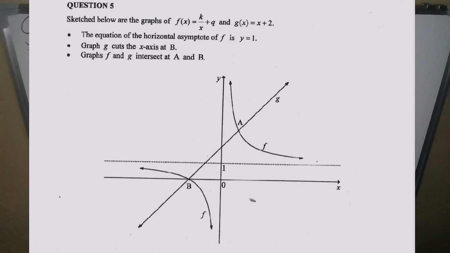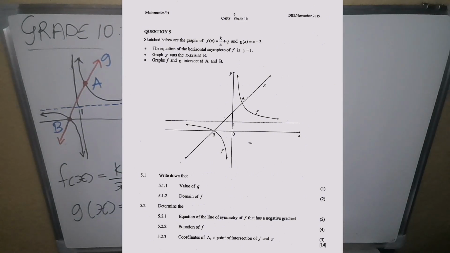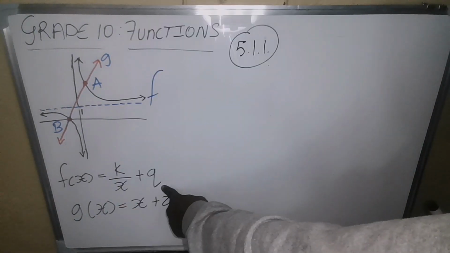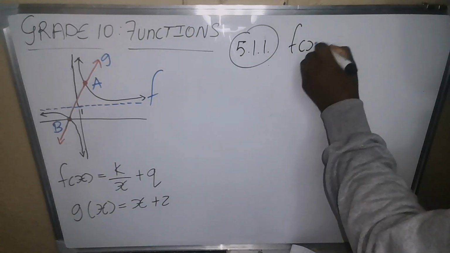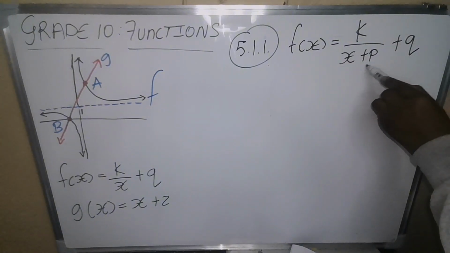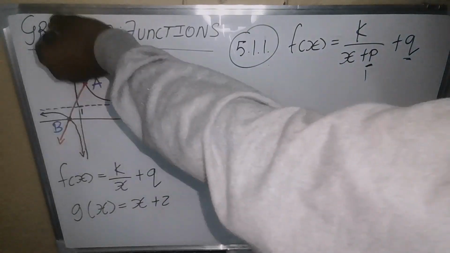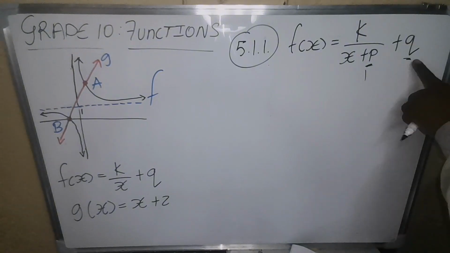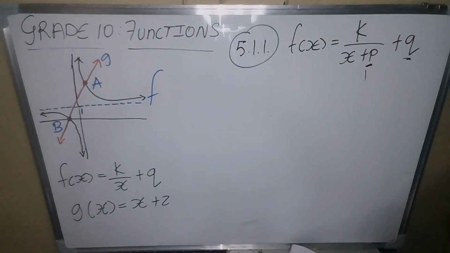Let's start with 5.1. 5.1.1 says you must write down the value of q. If you check from the graph of f(x), we find the value of q here. For a hyperbola there are two asymptotes, so the general equation is f(x) = k/(x + p) + q. Now, p and q are asymptotes. p represents the vertical asymptote, which in this case is 0. The horizontal asymptote is q, which is 1. So the value of q is 1.